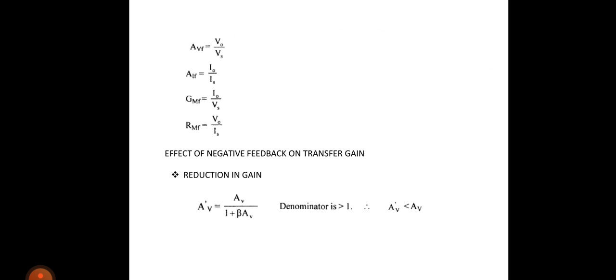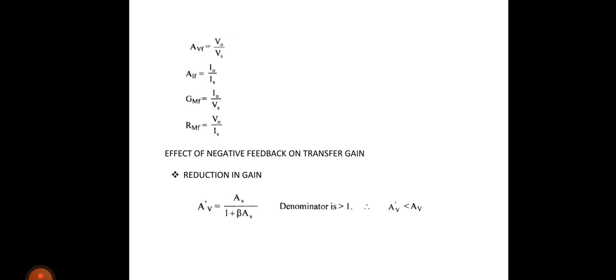The factor 1 by 1 plus A beta is known as the sensitivity of the transfer gain. The reciprocal of 1 by 1 plus A beta is the desensitivity. In the expression AF equal to A by 1 plus A beta, if A beta is very much greater than 1, then 1 is neglected when compared with A beta. In that case AF equals A divided by A beta, A cancels, and it is equal to 1 by beta. Thus we can make the gain independent of A.